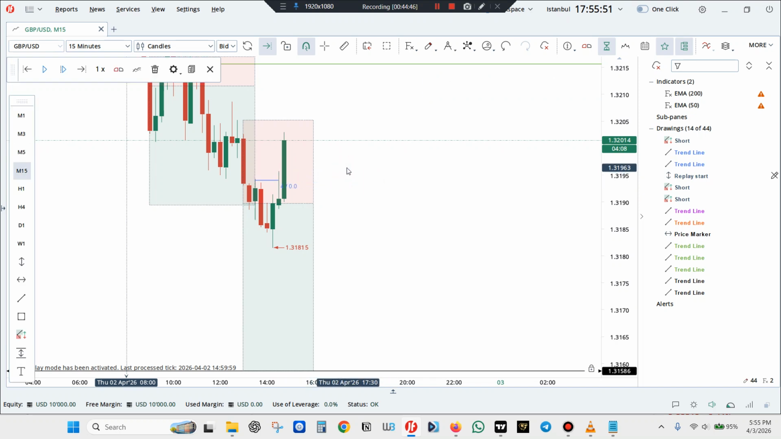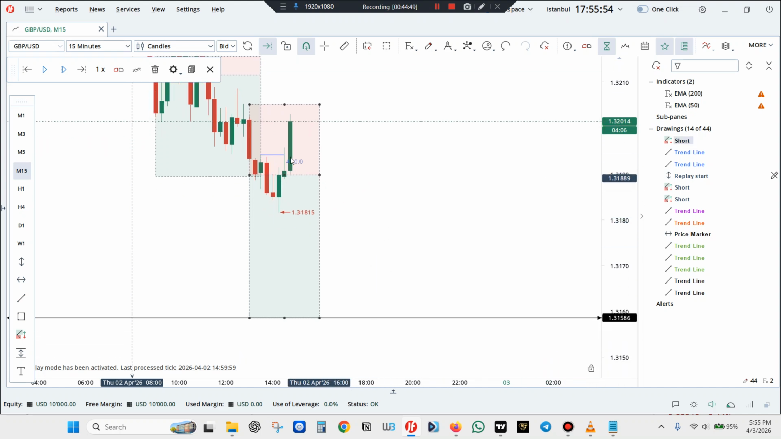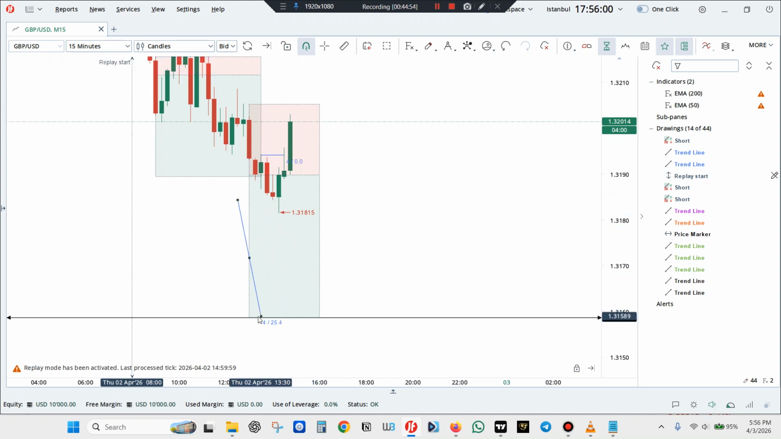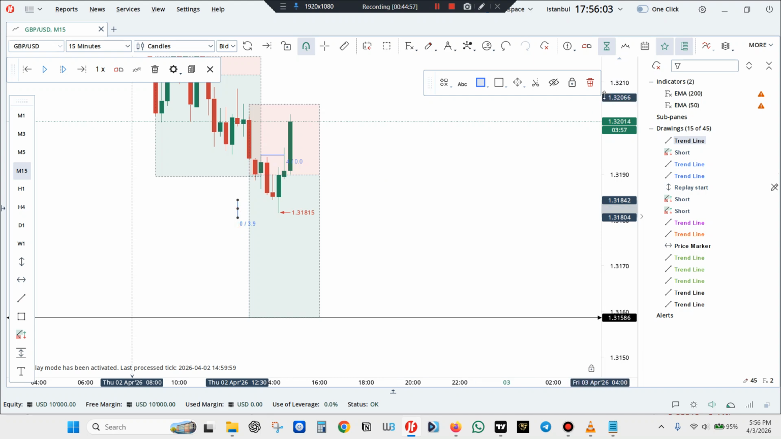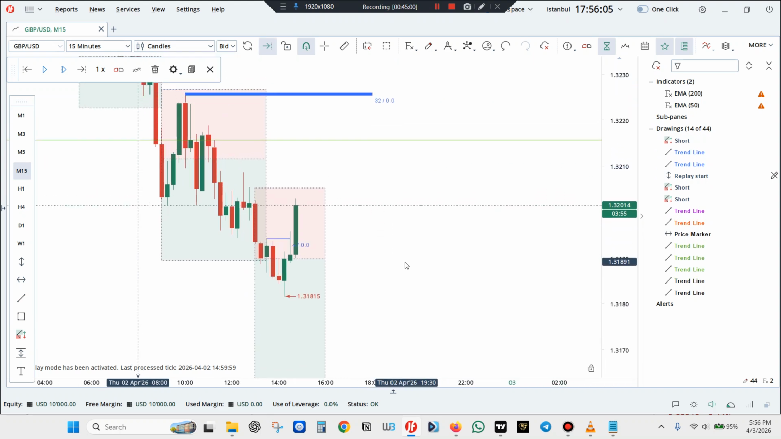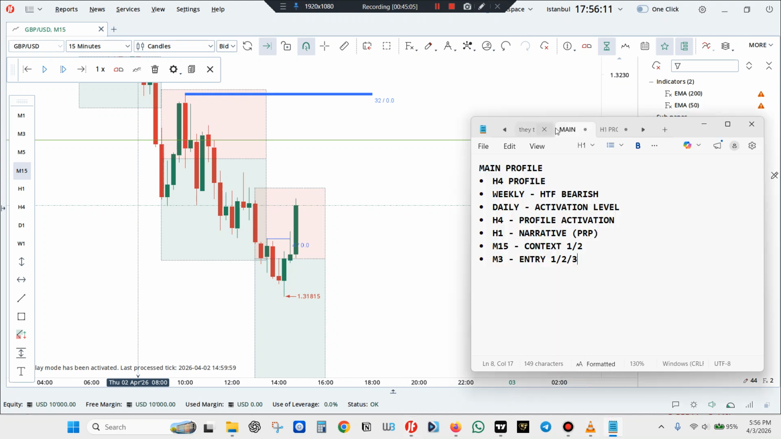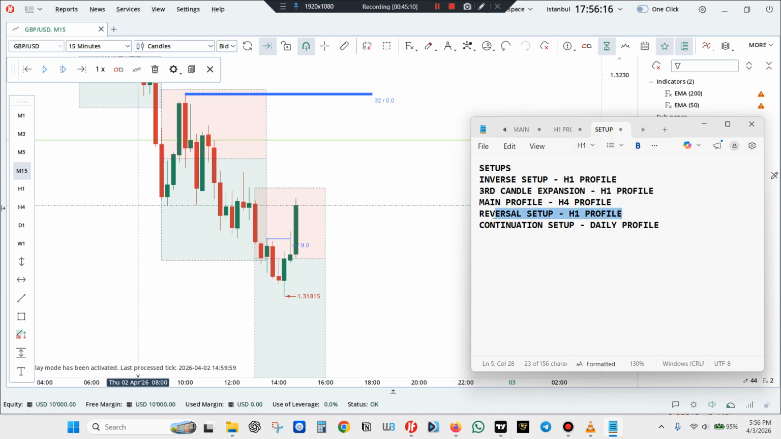So it seems that price doesn't want to continue anymore to our target, our initial target where we were targeting the previous weekly low. Price has just decided we are going back. So at this point, now you activate another setup called a reversal setup. Remember, we took advantage of the expansion using H1 profile. But now that it's reversing on our main profile, we switch back to our lower profile.